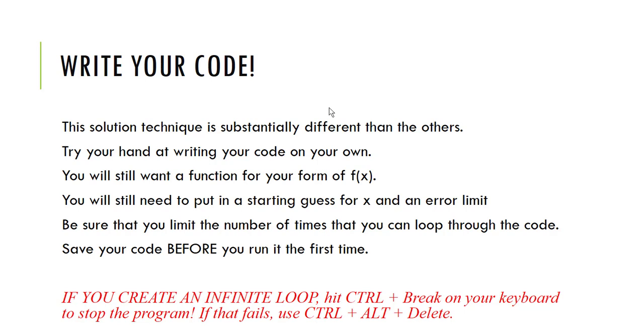Now, finally, I want you to write the code, and this time I want you to write your own code. This technique is substantially different than the other, so you're not going to really be able to directly just borrow and change what's inside the if statement, okay? You're still going to want to write a function for whatever your form of f of x is. And you're going to want to put in a starting guess for x and an error limit. So those parts you can borrow. But now then you want to create your own loop.